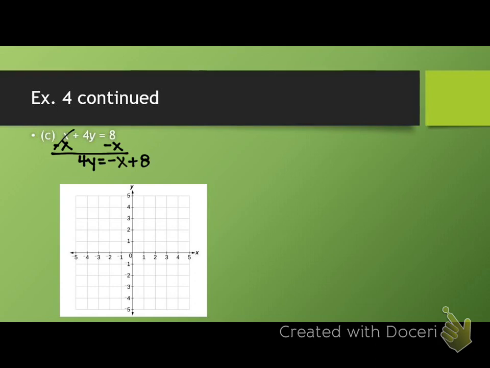Anthony, what am I going to do to get y by itself? Divide every term by 4. So Anthony, what does that give me? Y is equal to? Good. Remember there's that understood 1 right there. So negative 1 over 4x plus 2. Great job. Now let's identify my m and my b.